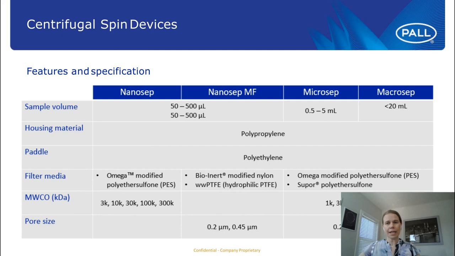This is a summary table summarizing the centrifugal spin devices that we have to offer. As you can see, as I mentioned already, they range in terms of sample volume. You can also see the housing and paddle material used to manufacture these devices, different filter media, as well as molecular weight cutoffs and pore sizes for each of those devices.